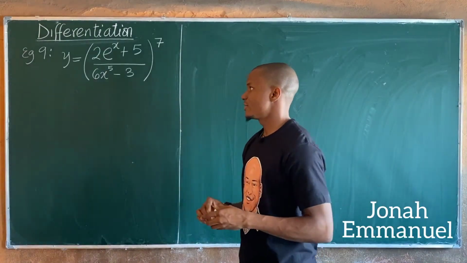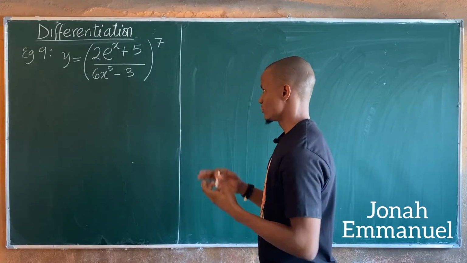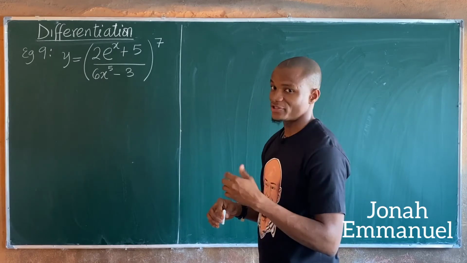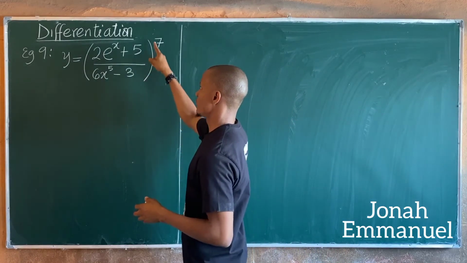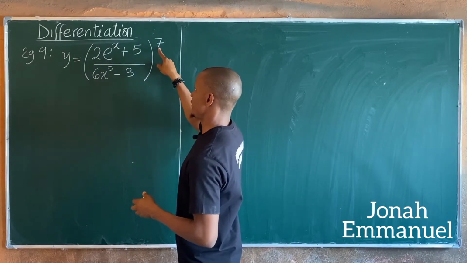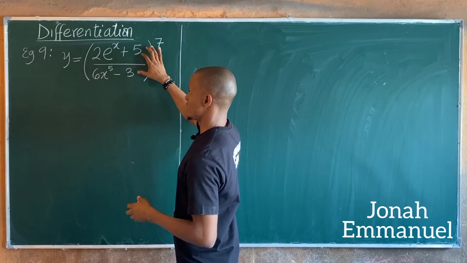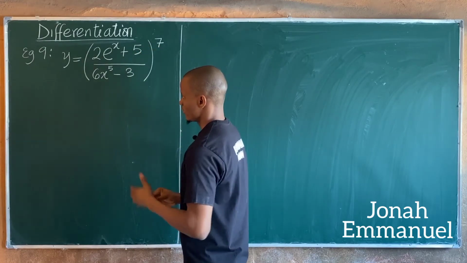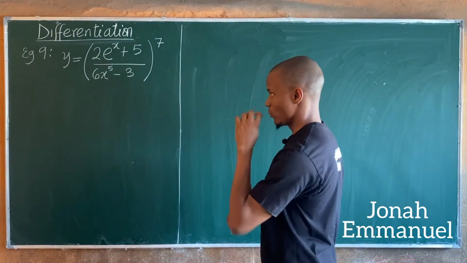Okay, so let's look at the 9th example. Let's say I'm given y being equal to what you see here, and I'm asked to find dy over dx, to differentiate this. Just like example 8, this is a combination of chain rule, for the fact that it has a high power, and also quotient rule, because these two are dividing themselves.